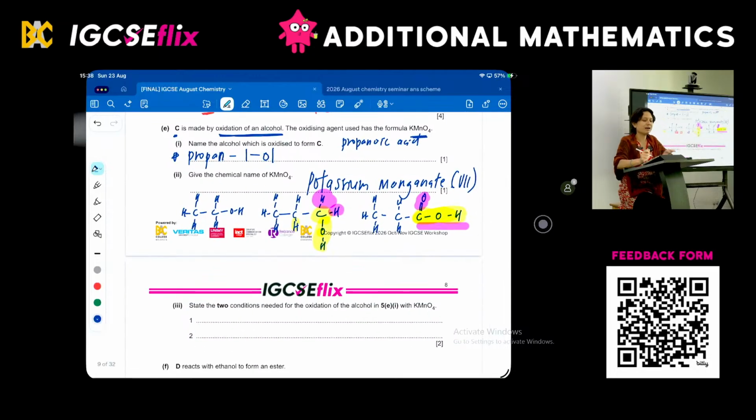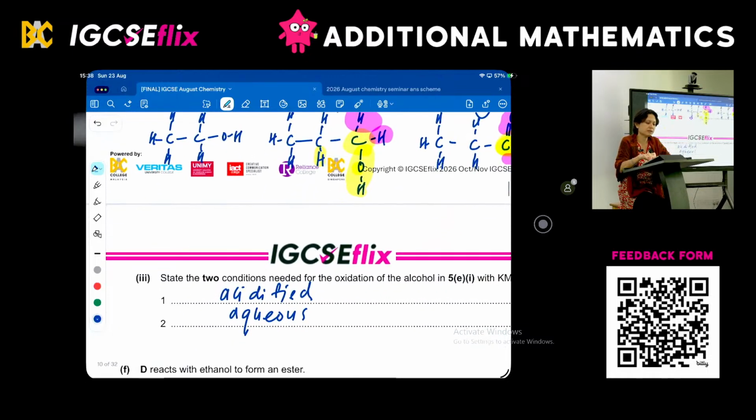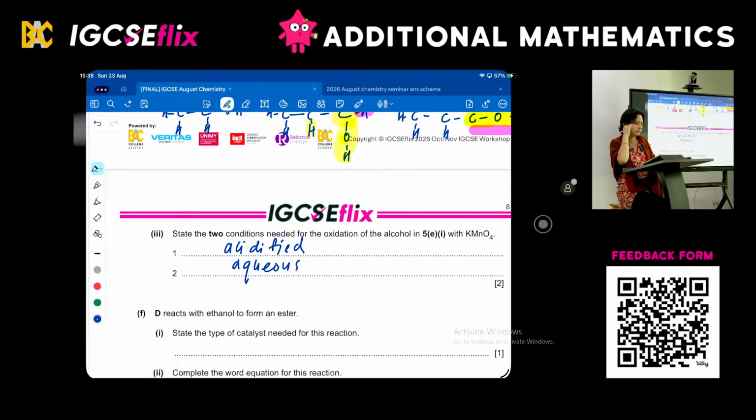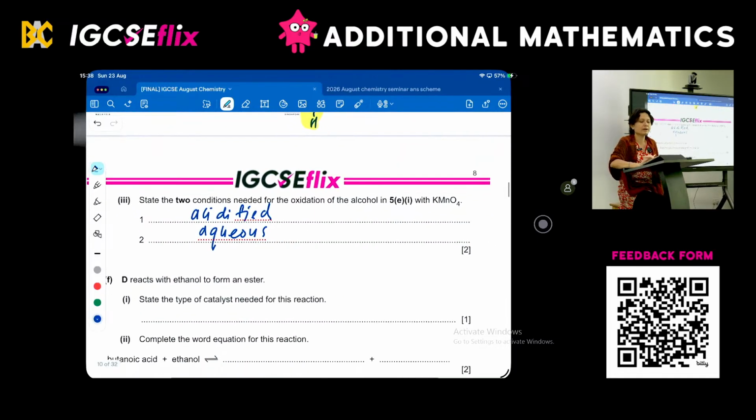Now, in order for alcohol to change, it has to be acidified and it has to be in an aqueous condition. Aqueous means dissolved in water. Without water, cannot react. Okay? All right, for oxidation using an oxidizing agent, you must have acidified potassium manganate(VII) and you must have it in an aqueous solution. That means dissolved in water. Okay?